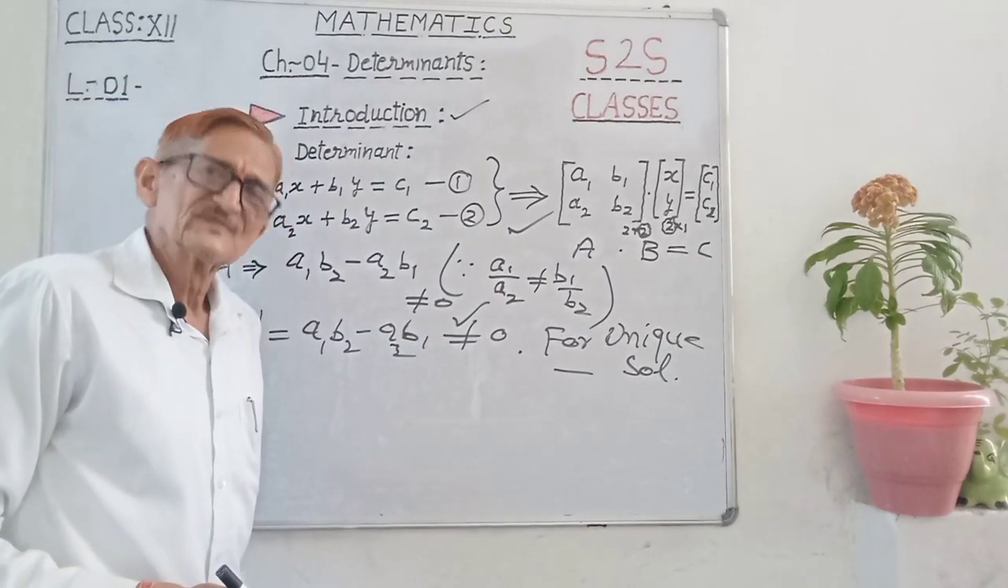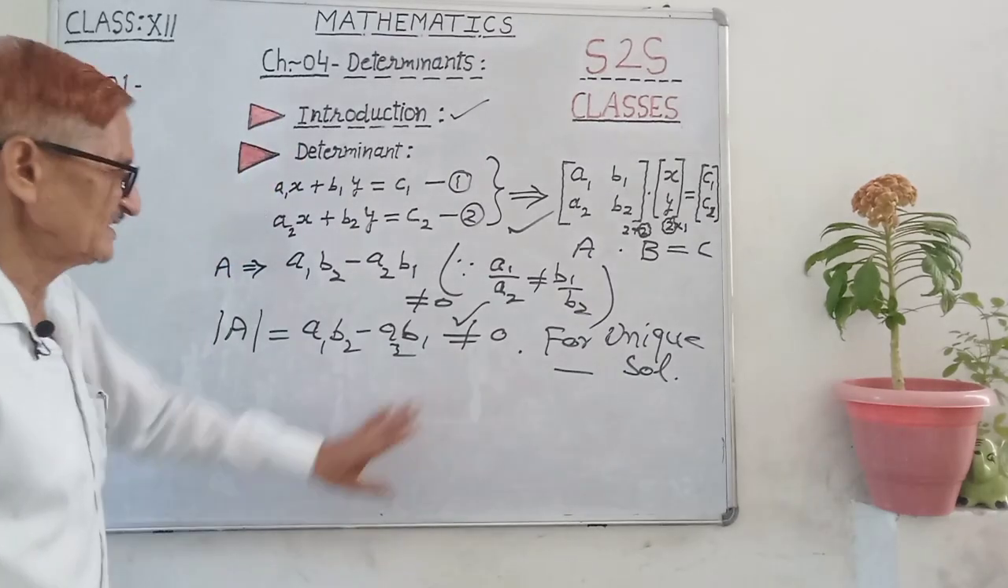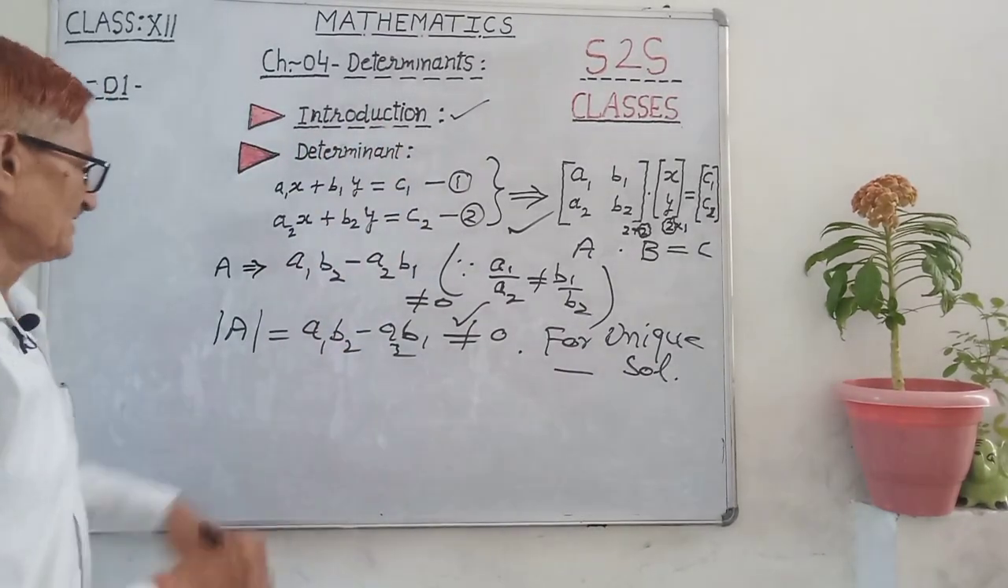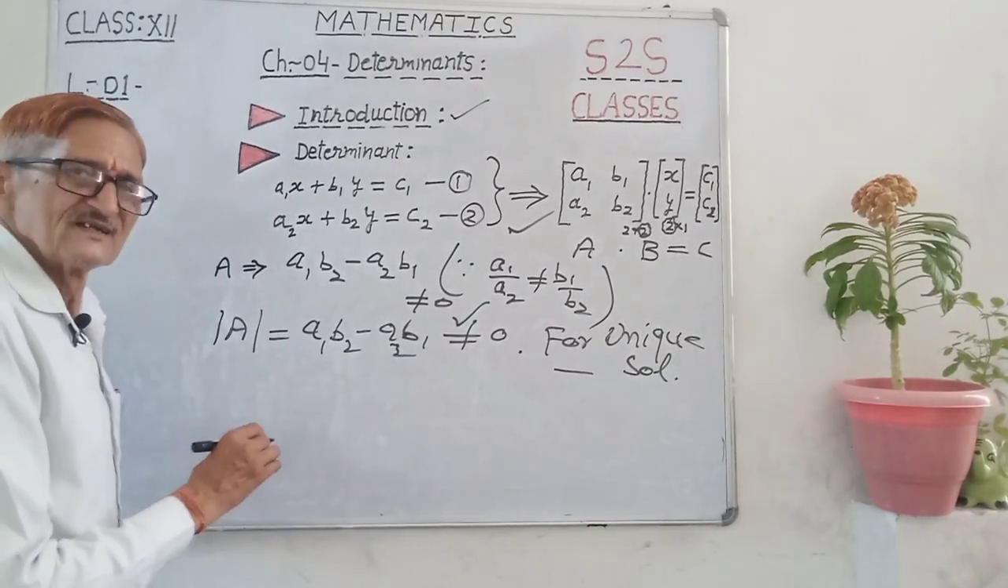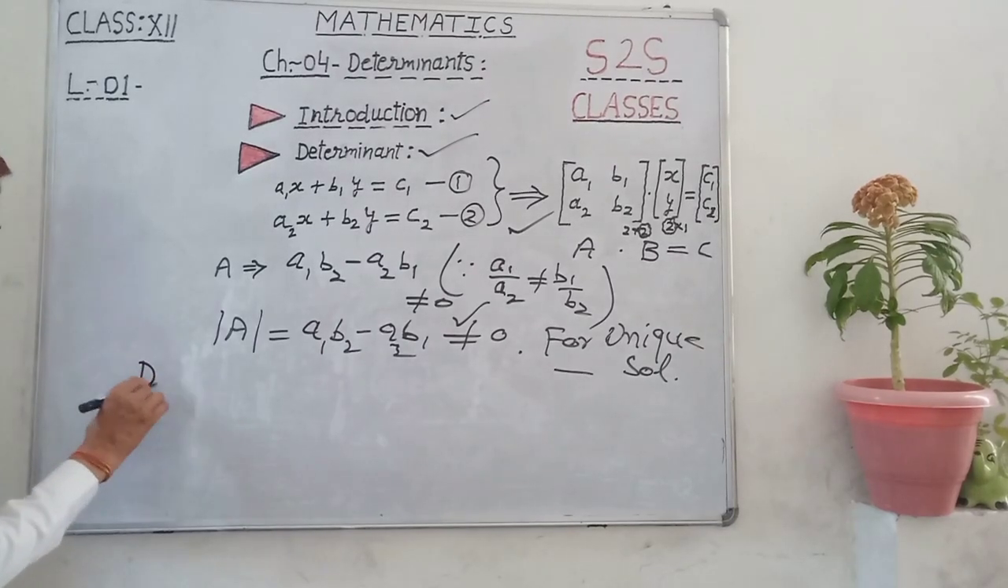Okay, 0 or not, both are determinants. But here is the start, this is the introduction of the determinant. So what we can say is the definition of determinant. Now, the definition.